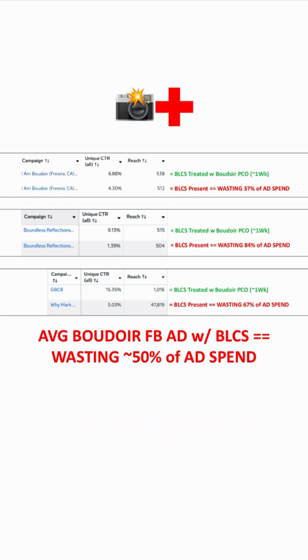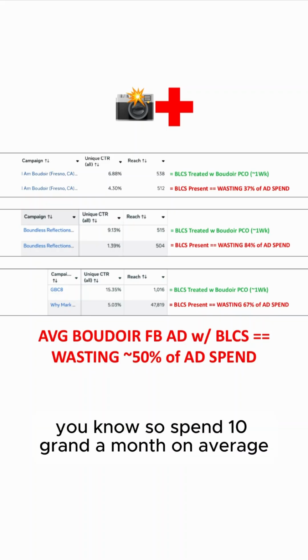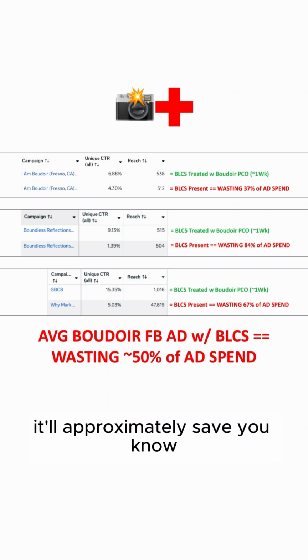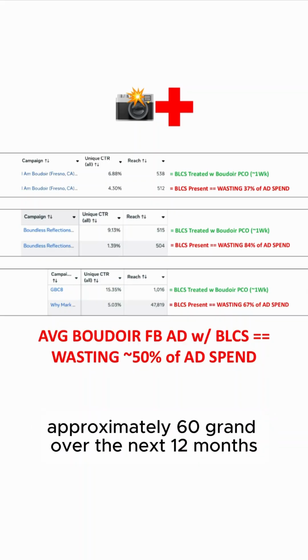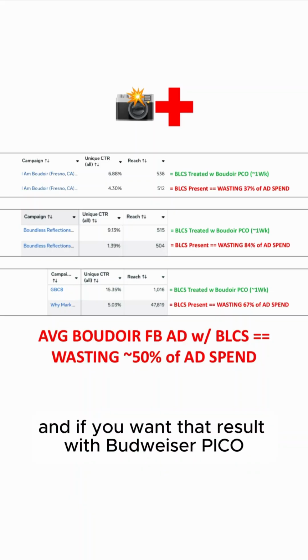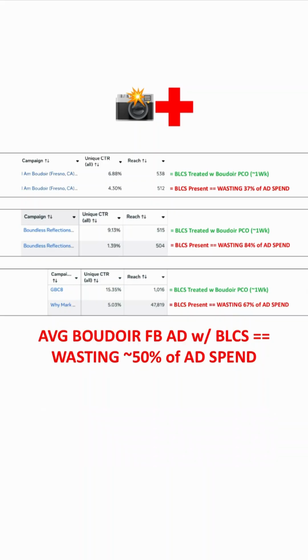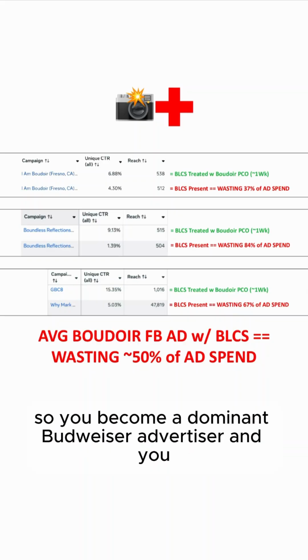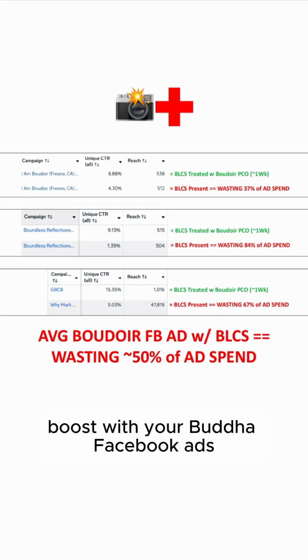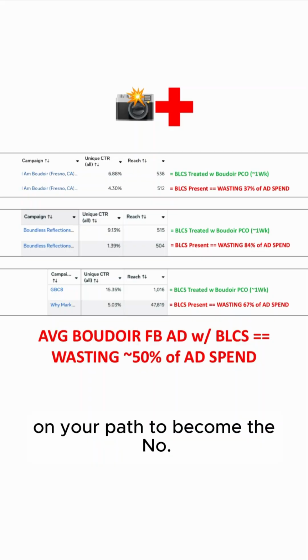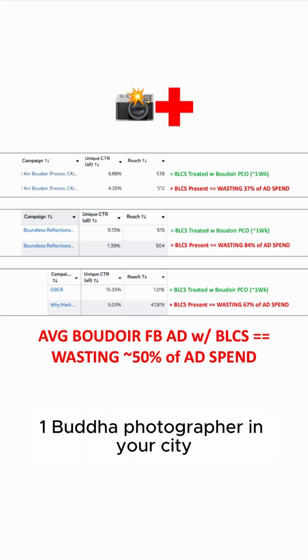And you have seen what our Boudoir Pico solution can do for others. Spend 10 grand a month on average, it'll approximately eliminate 5K a month in wasted ad spend back into your pocket, approximately 60 grand over the next 12 months. And if you want that result with Boudoir Pico, because you want to achieve pre-click alignment, so you become a dominant boudoir advertiser, and you achieve boudoir brain entry boost with your boudoir Facebook ads, because you need that on your path to becoming the number one boudoir photographer in your city.